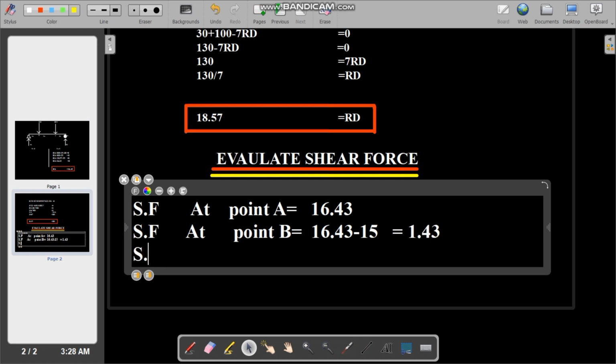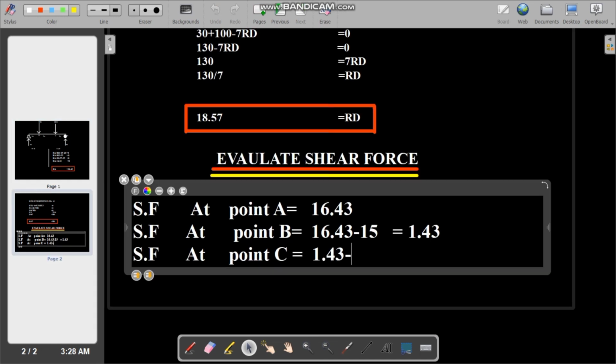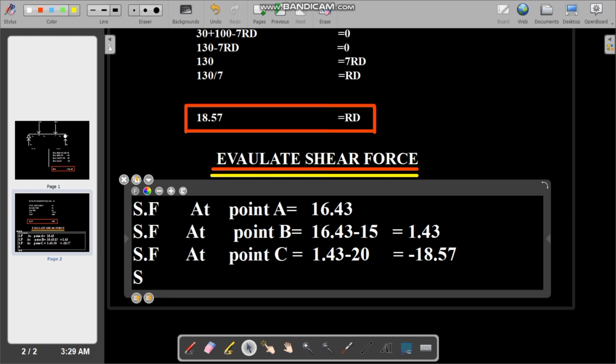1.43 here. So the third one, shear force at point C. What's the next thing applied at point C? It is equal to 1.43 here, minus or plus. It's a minus because 20 kilonewton is applied on the beam downward. So 1.43 minus 20 gives us the value of minus 18.57. The last one is the shear force at point D.